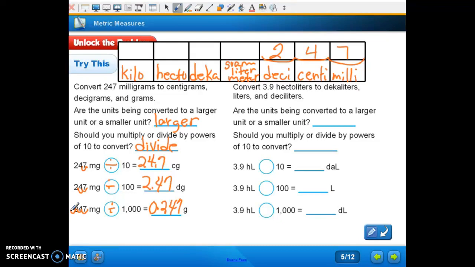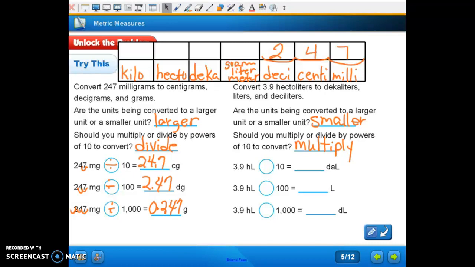Now this one says convert 3.9 hectoliters to decaliters, liters, and deciliters. Are the units being converted to a larger or smaller? We're starting at hecto and we're going to deci. So they're getting smaller. Should you multiply or divide by powers of 10 to convert? You should multiply. So how important is it that you remember that rule? If you're going from larger to smaller, you multiply. If you're going from smaller to larger, you divide.